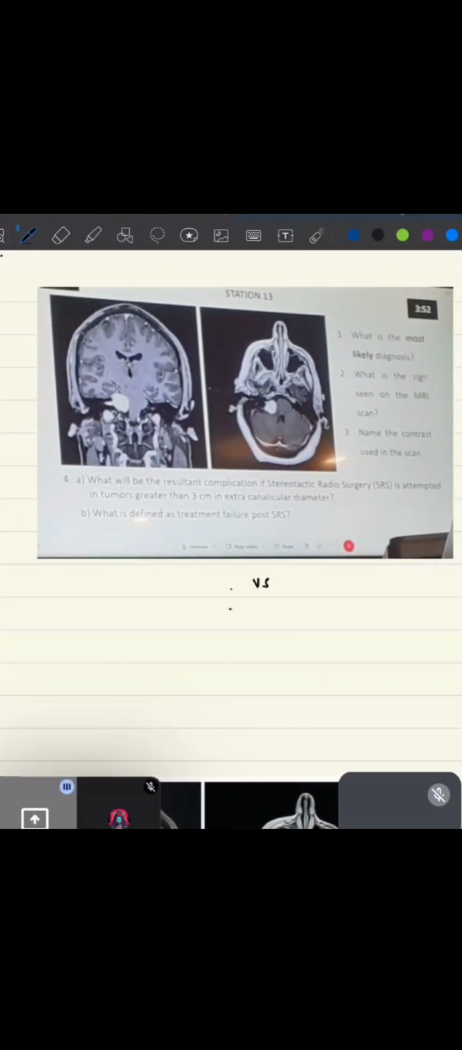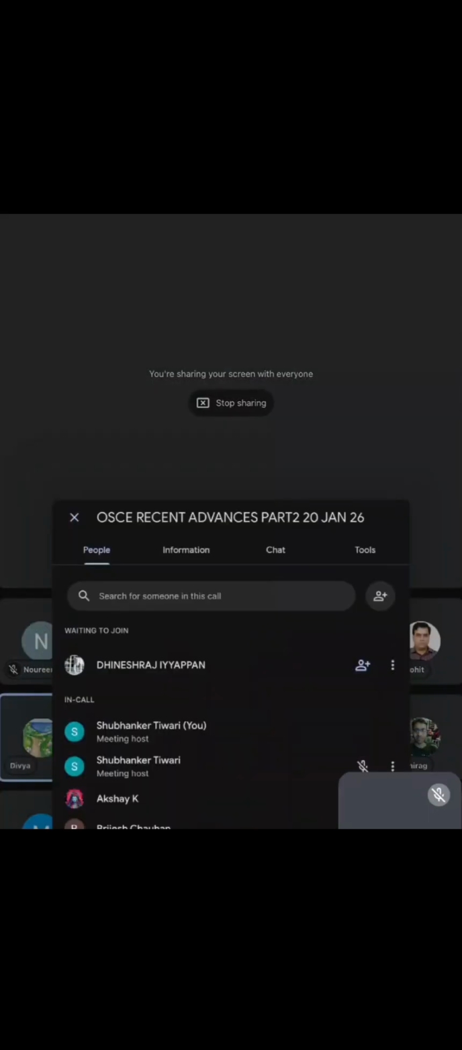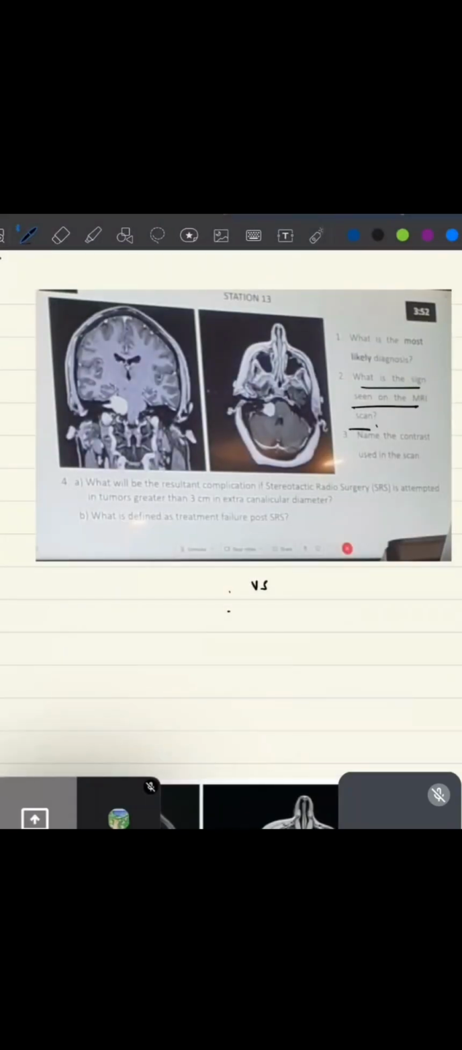Okay. Now, what is the sign which is seen on the MRI? Can somebody help me with the sign? Cerebral. This one, ice cream cone. Yeah, this is the ice cream cone sign. Okay. So absolutely correct. This is the ice cream cone sign. Then they're asking to name the contrast which is used in the scan. Anybody? Gadolinium. Absolutely correct. Now these two questions we'll just see in another 2 slides.